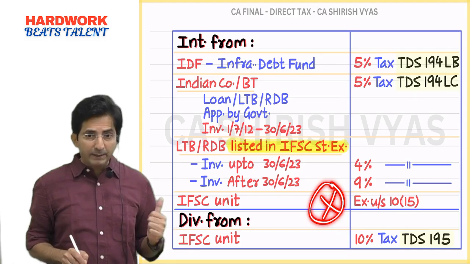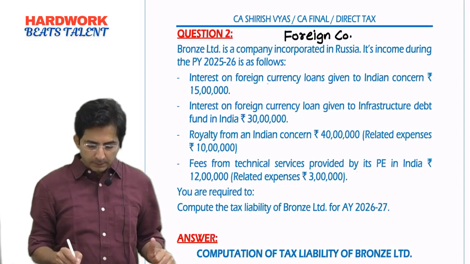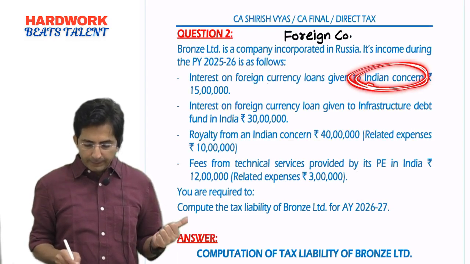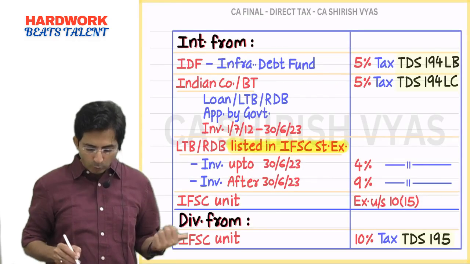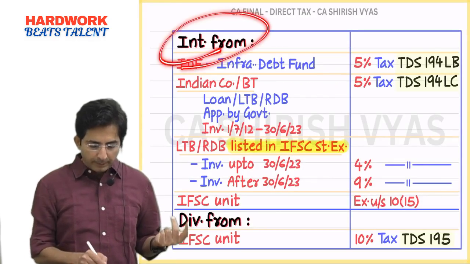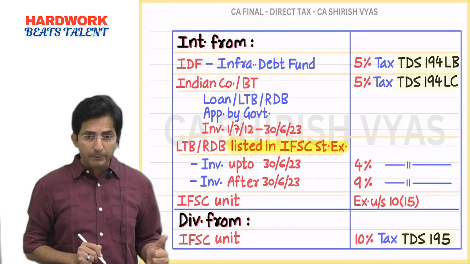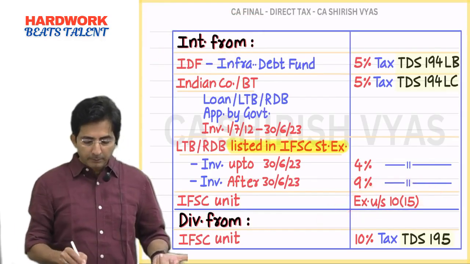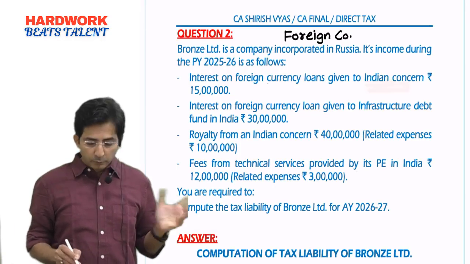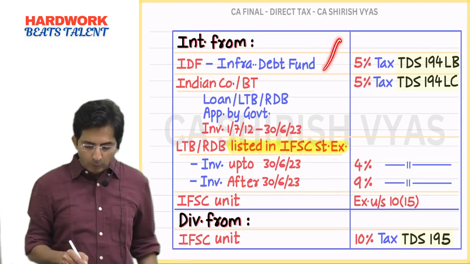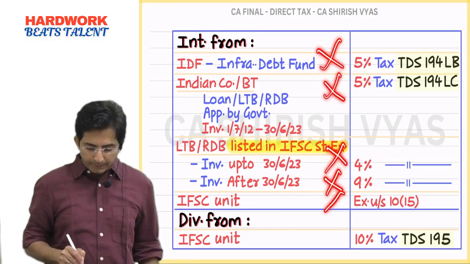Loan given to IFSC unit. See, this concern, is it located in IFSC? No. So even this point is ruled out. If you remember, if interest is from a loan given to IFSC people, then it is exempt. So here it's not given that the loan is given to IFSC people. So in short, one by one, I ruled out these smaller rates.